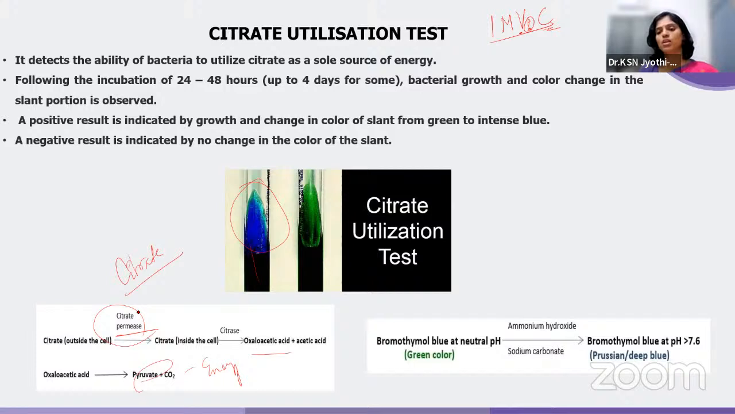The positive result is growth, where the color of the slant changes from green to intense blue. Those bacteria are able to grow in this slant containing citrate as a sole source of energy because they have specific enzymes that can utilize it. They will give you a blue colored complex, and the blue color is produced because of the addition of bromothymol blue, and the pH is maintained. If the bacteria is not able to grow, there is no change in the color of the slant. It still remains green. This indicates that the bacteria does not have the enzyme to utilize citrate.